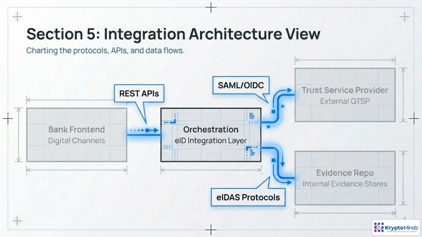Here, the focus is how every system speaks a compatible language. The bank's digital channels call an integration layer through REST APIs. That layer then talks to identity providers using SAML or OpenID Connect, and to eIDAS services using their dedicated protocols. When a remote signature is triggered, the QTSP receives a signing request, authenticates the user, returns signature data, and sends status callbacks. In parallel, evidence and logs stream into internal repositories for audit and reporting.